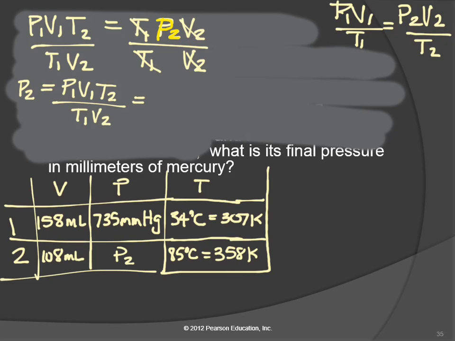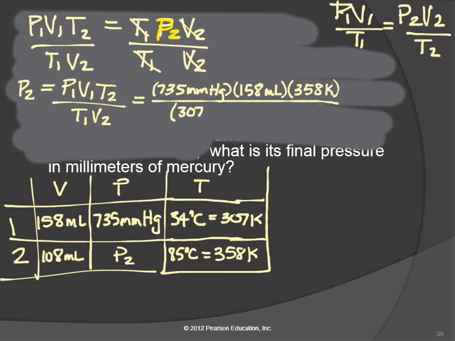So now I'm going to bring in my numbers carefully. P1 is 735 millimeters of mercury. And volume 1 is 158 milliliters. And then its temperature 2 is 358 Kelvin. And I'm dividing by T1, 307 Kelvin, times volume 2, 108 milliliters.